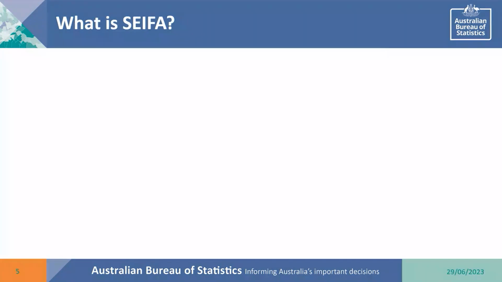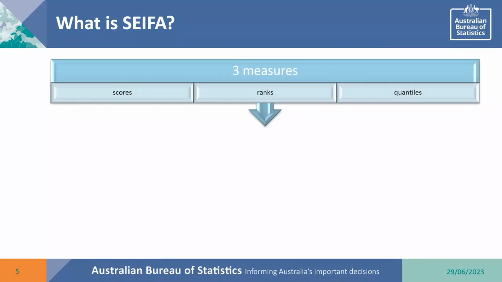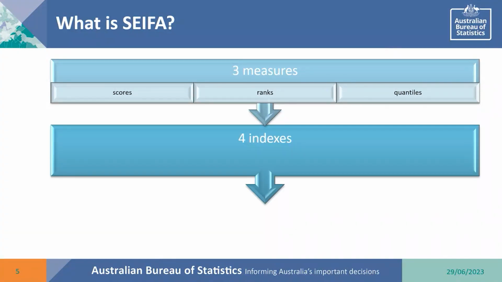Briefly, SEIFA, the Socio-economic Indexes for Areas, is 3 measures: index scores, ranks, and quantiles, that's deciles and percentiles, also derived from the scores that categorise areas from lowest to highest relative advantage and disadvantage. SEIFA comprises 4 indexes created from Census, social and economic indicators. Each index aims to capture a slightly different aspect of relative advantage and disadvantage and is constructed using different indicators.